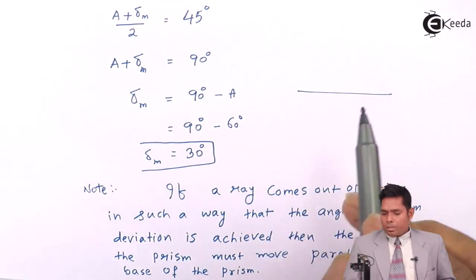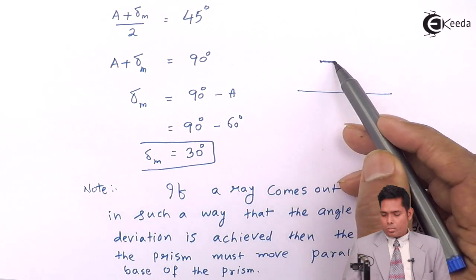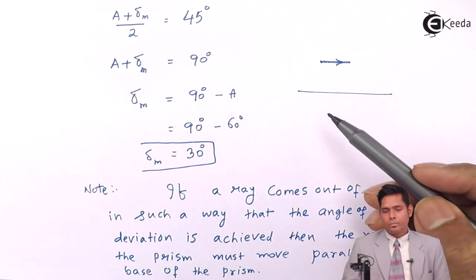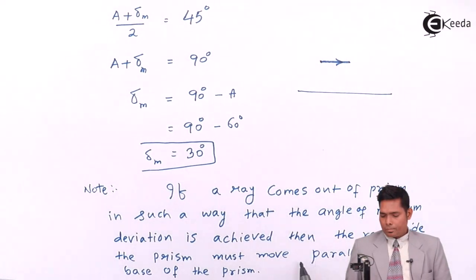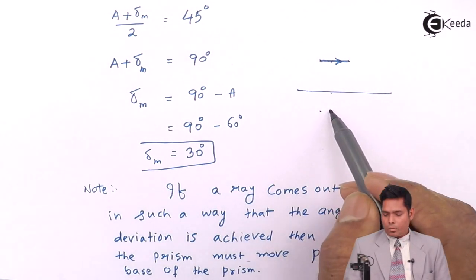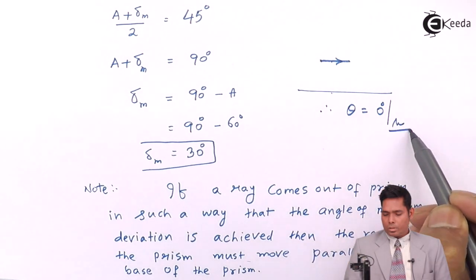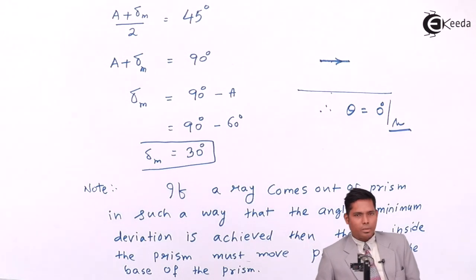So therefore, if this is the base and the ray inside has to be parallel, as is seen from here, then the angle between this and this is 0 degrees. So therefore, theta equals 0 degrees is the answer to this question. Okay, thank you.